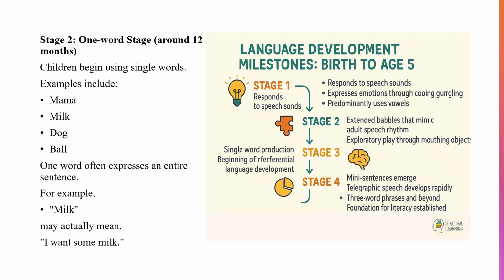The second stage of language acquisition is called the one-word stage. It happens around 12 months. This is the stage where children begin using single words, such as mama, milk, dog, ball. Although they produce one word, they mean a whole sentence. When they say milk, they mean I want some milk.